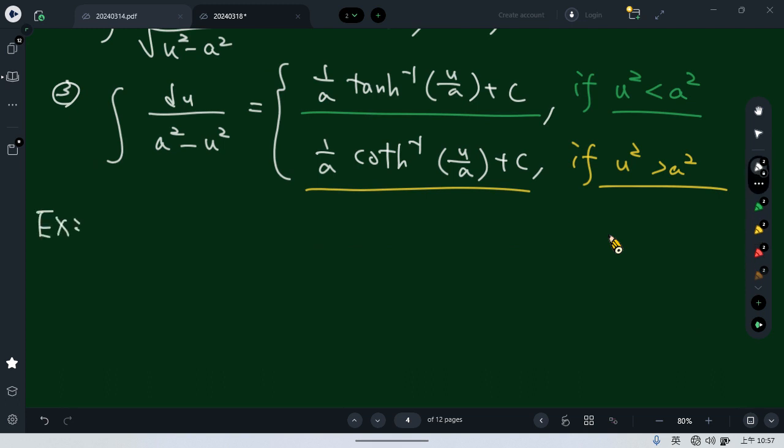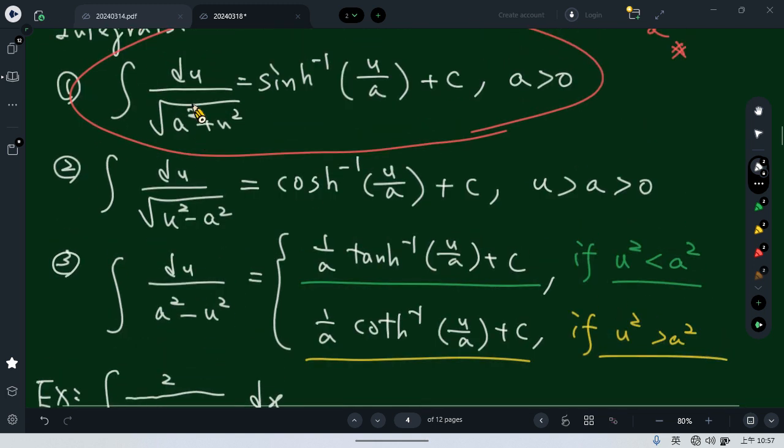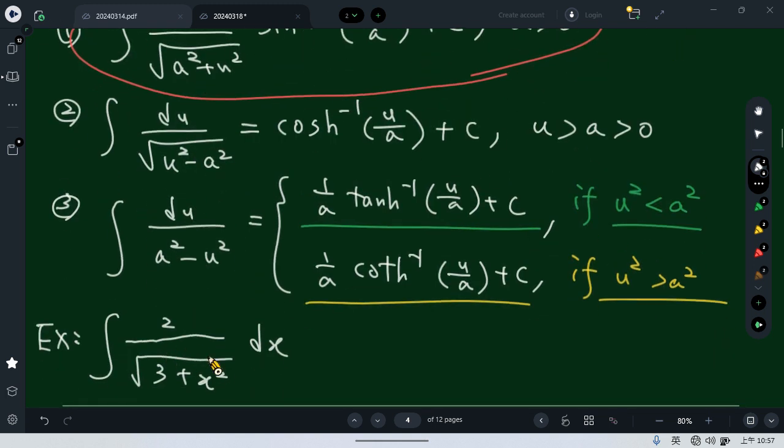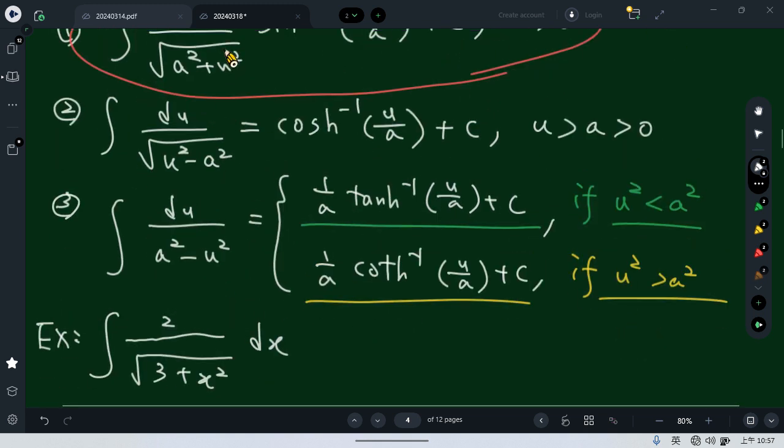Okay, so I will give you an example in case you face the problem of trying to integrate 2 over the square root of 3 plus s squared ds. So try to find these 3 patterns to map your problem. You can see here, it is close to this pattern, right? You can see this is close to this pattern.